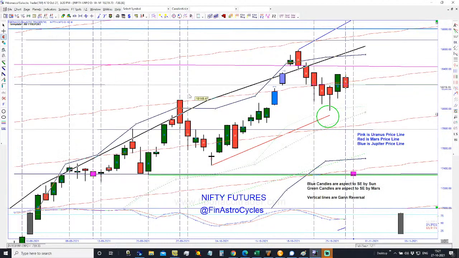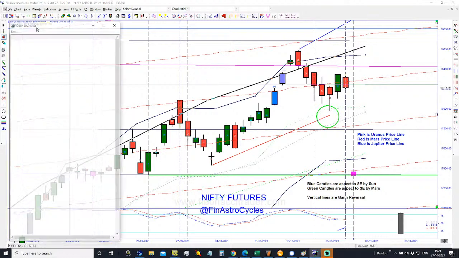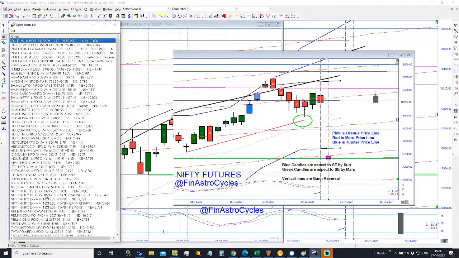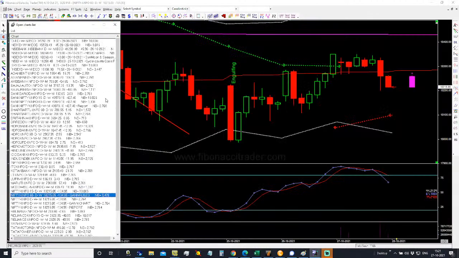Another important level to keep in mind, the previous charged zone, war of Mars and Pluto, that is falling at 18,250. So that's important now. So for tomorrow, all these things are very important, being a monthly expiry. Now we'll see an hourly chart which can give us a little bit of an idea where it is heading for tomorrow.